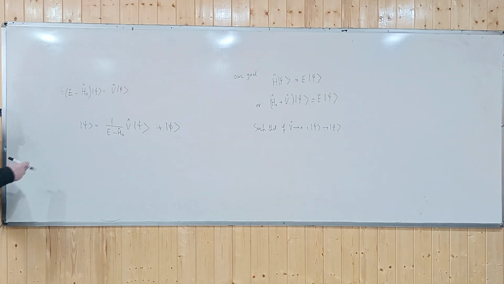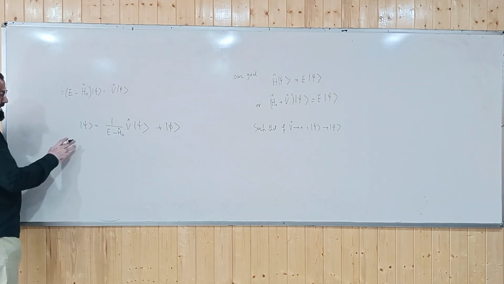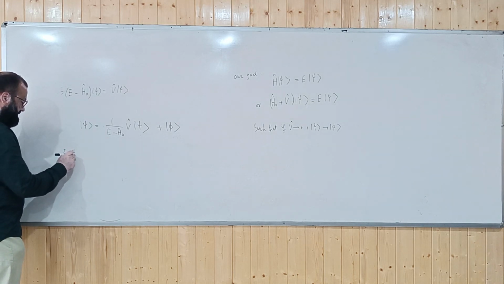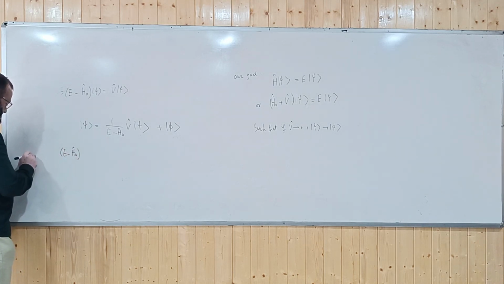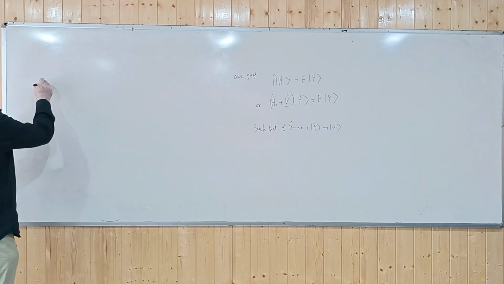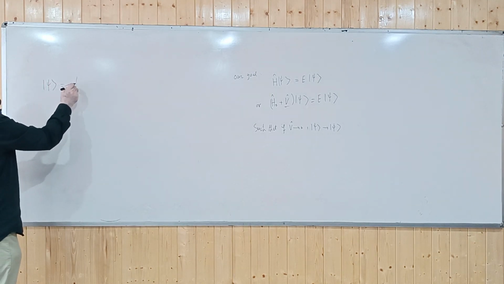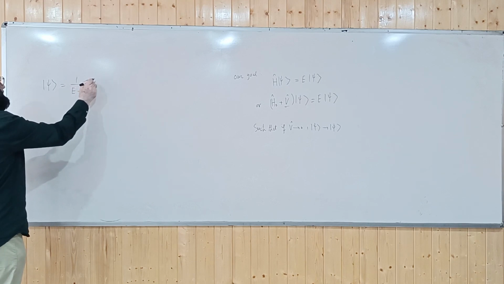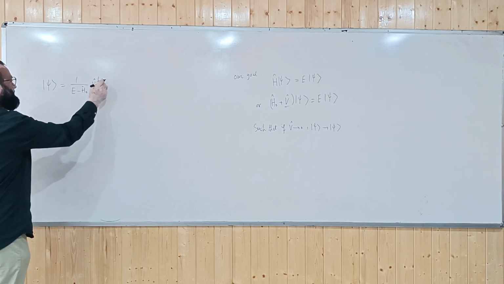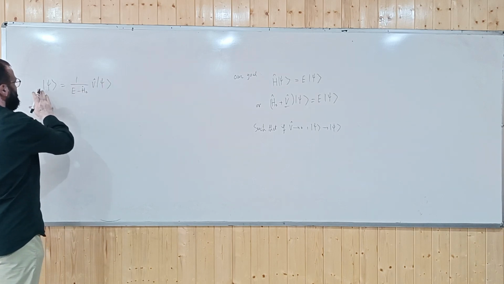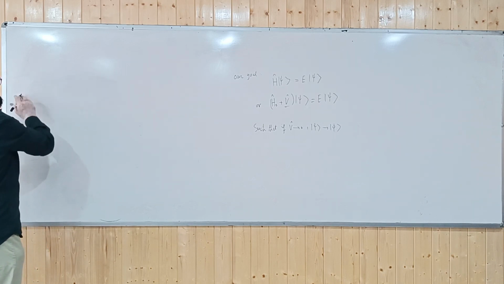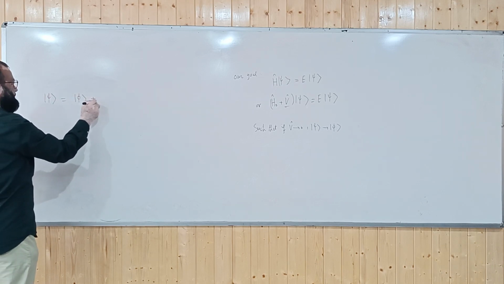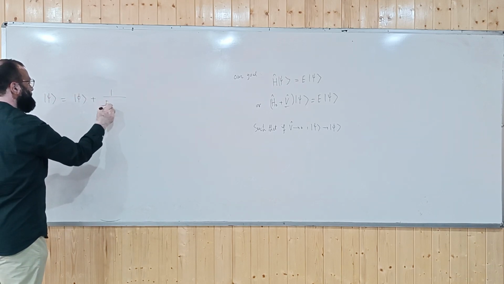Okay, how to do it? So let's operate with E minus H0. Convince yourself about this thing. So, sorry. I'll take this psi is equal to this phi plus 1 over E minus H0 times V psi.